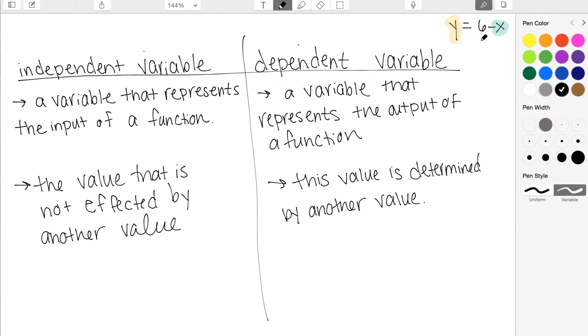So when I look at this here, y equals 6 minus x, y is the dependent. X is the independent. Y cannot be determined until I know what x is. So y depends on x. X can be whatever it wants, 2, 7, 3, whatever. And then y will be determined based on what your x ends up being.